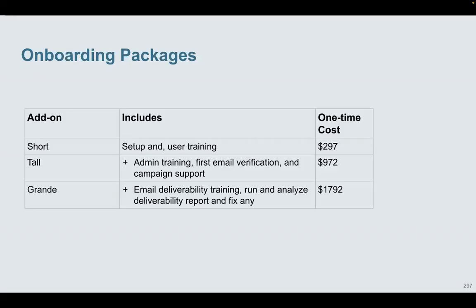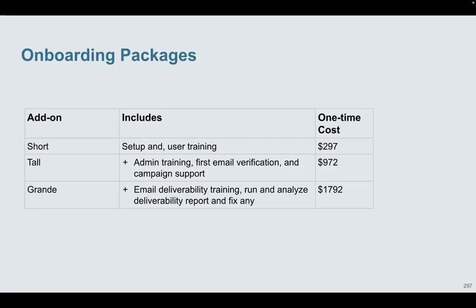We recommend to go with short unless you really need tall and grande packages. The basic level onboarding helps you get started, set up and use the training. It's $297, and tall package would also include the admin training. And then we can also help you validate your emails, just train you, help you validate your emails, and also help you with the first campaign. So you can just watch it back and make sure that you're doing it right when it comes to sending out the very first campaign. That's part of tall package.